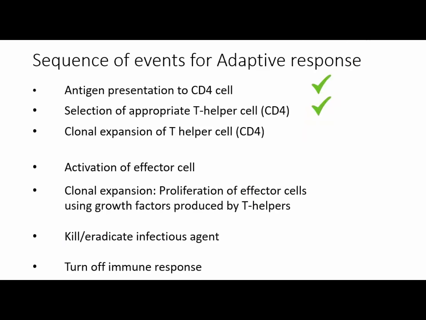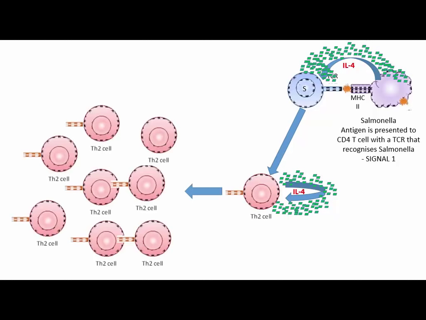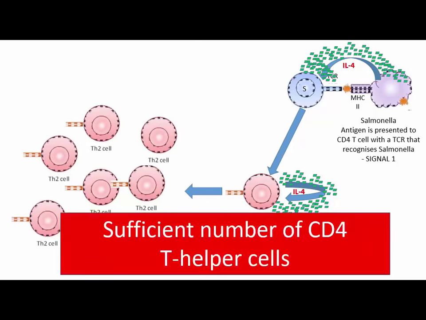Next thing we need to do is get sufficient numbers. And as before, we have this process of clonal expansion. Again, it's an autocrine mediated process in which the Th2 cell releases IL-4, and IL-4 binds the IL-4 receptors on the Th2 cell, which causes mass proliferation or clonal expansion. Okay? And at that point, we have sufficient Th2 cells present.